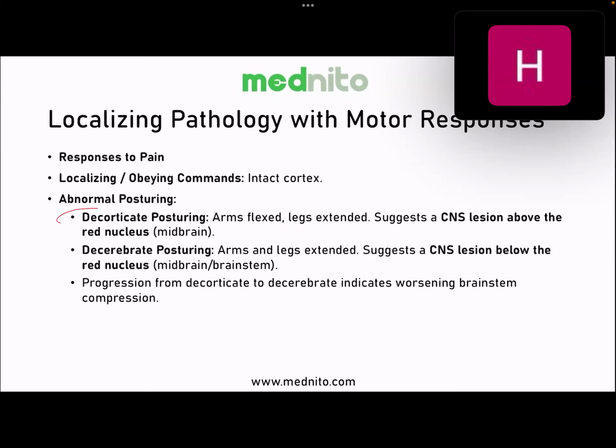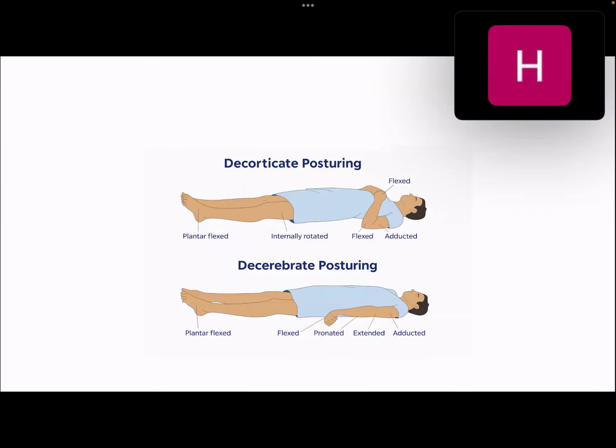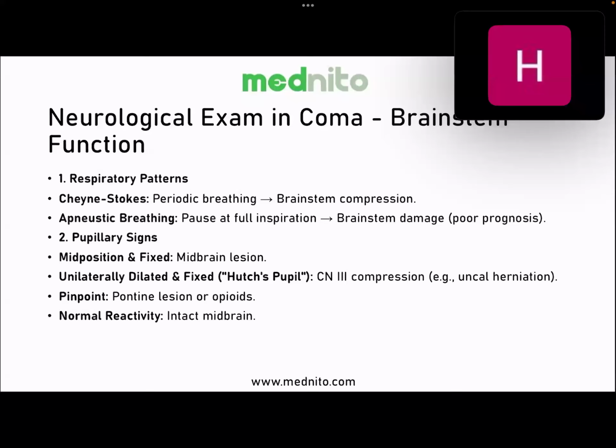Decorticate posturing and decerebrate posturing. If the patient has got a stroke above the midbrain nucleus, it is decorticate posturing. If it is decerebrate posturing, it is below the midbrain or brainstem. I'll also show you the images of decorticate posture with elbows flexed and knees extended. Plantars are flexed. This is abducted and elbows are extended. That is decerebrate posturing. This is one thing you'll have to remember.